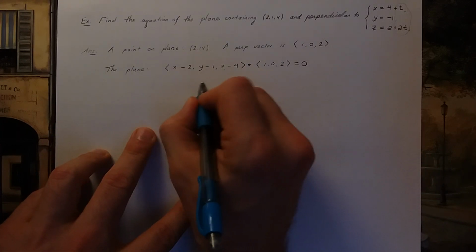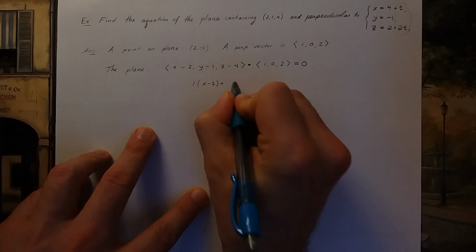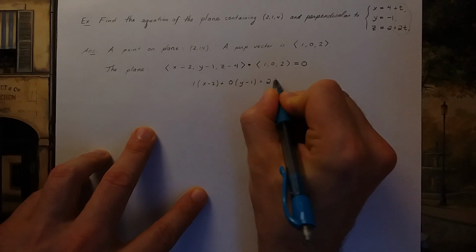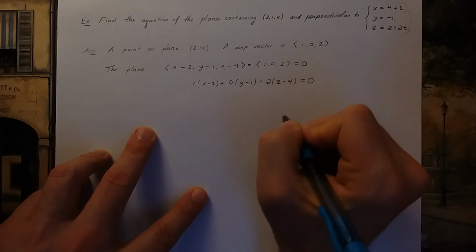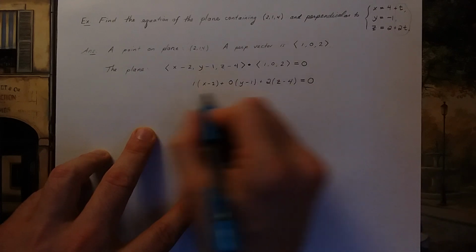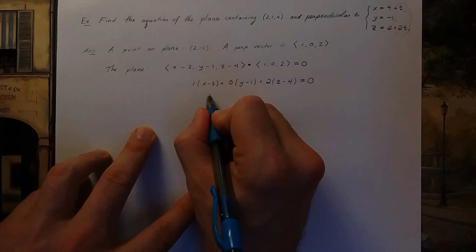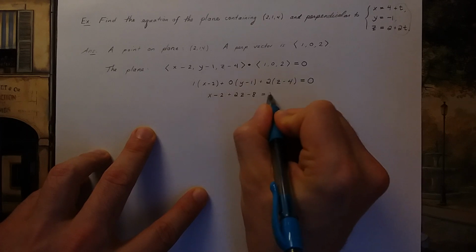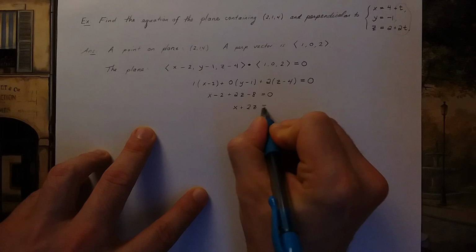So the equation of the plane is now 1 times (x minus 2) plus 0 times (y minus 1) plus 2 times (z minus 4), and that should equal 0. I'm okay with you leaving it like this, but sometimes I like to write it out a little bit more. So this is x minus 2 plus 2z minus 8 equals 0. So my plane is x plus 2z is equal to 10.